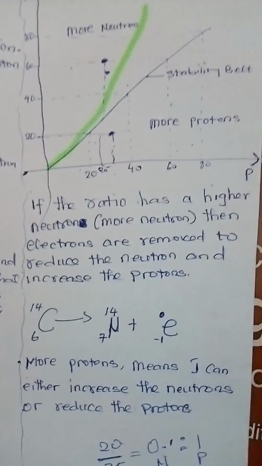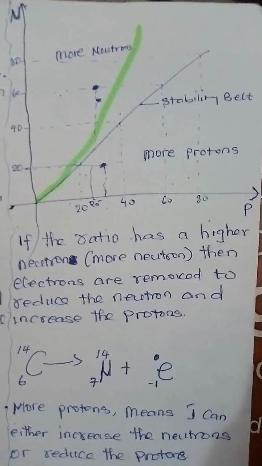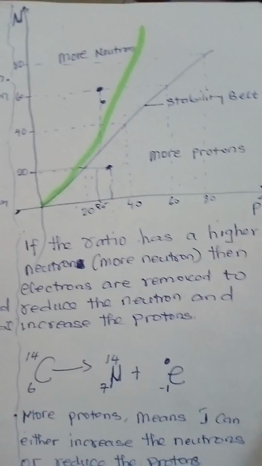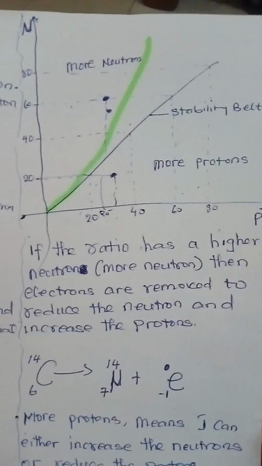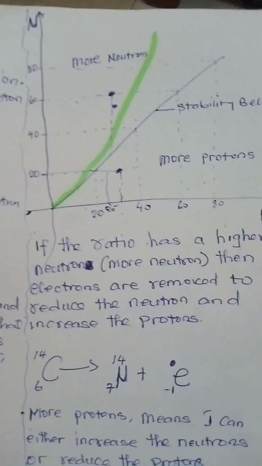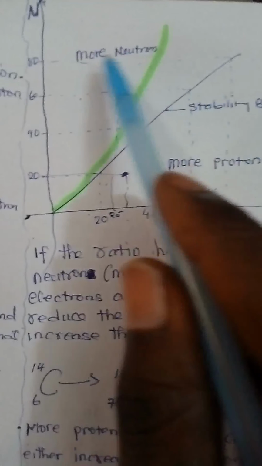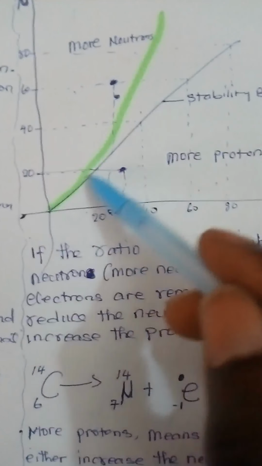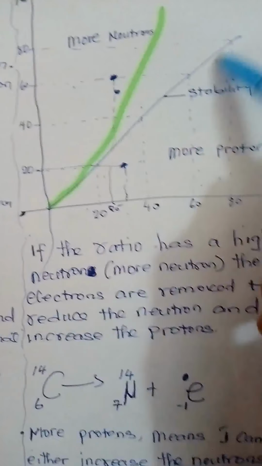So our reference point is the straight line. Anyone that is below the reference line has more protons. Anyone above the reference line has more neutrons. Okay, then this green line here shows us number of neutrons actually above 20.